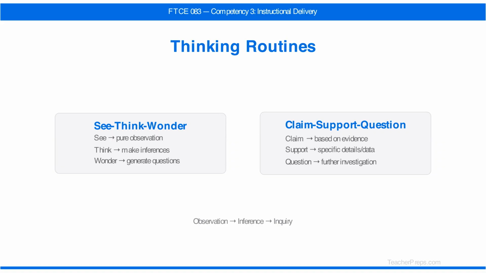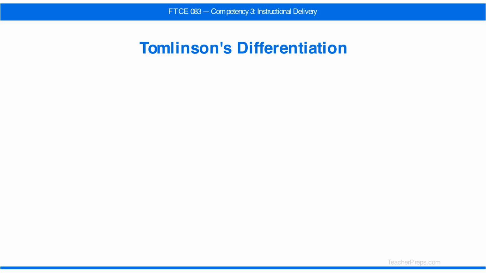Second is Claim, Support, Question. Students make a claim based on evidence, support it with specific details or data, and then raise a related question for further investigation. This builds argumentation skills and teaches students that good thinking doesn't end with an answer. It generates new questions. Differentiated instruction is a major topic in Competency 3.